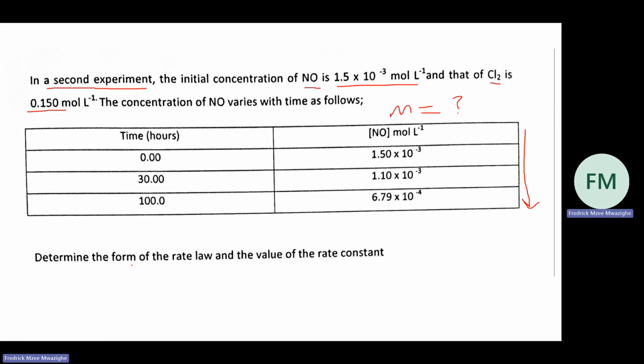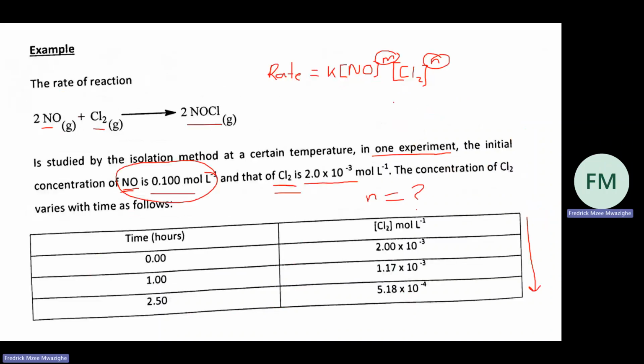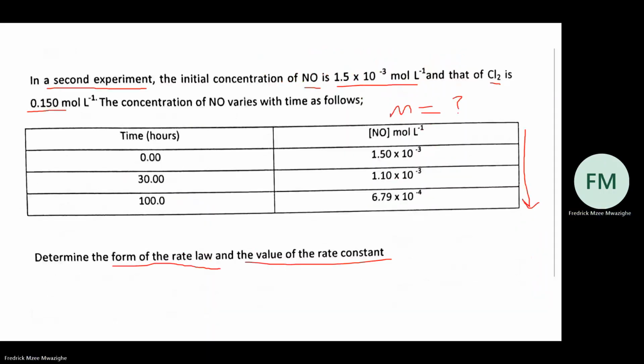Now, we're supposed to determine the form of the rate law, and also the value of the rate constant. When we come to our rate here, we're supposed to find the form of this expression, find the values of m and n, and also find the value of the rate constant.